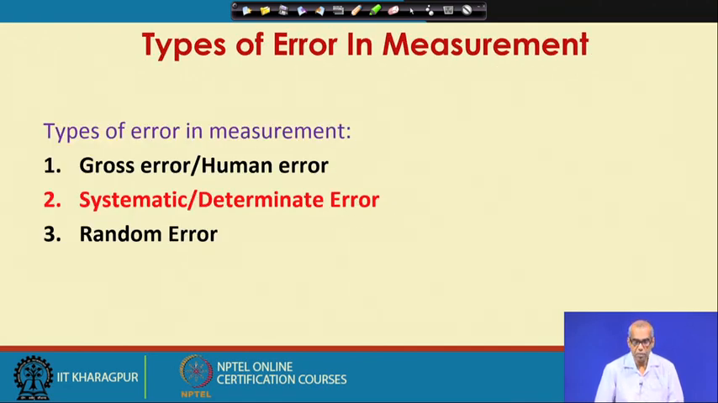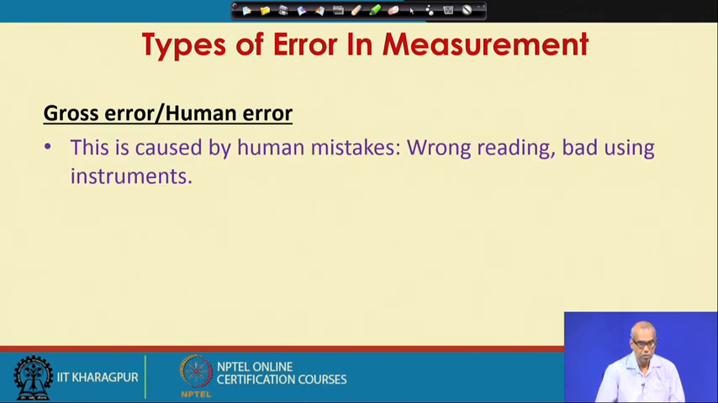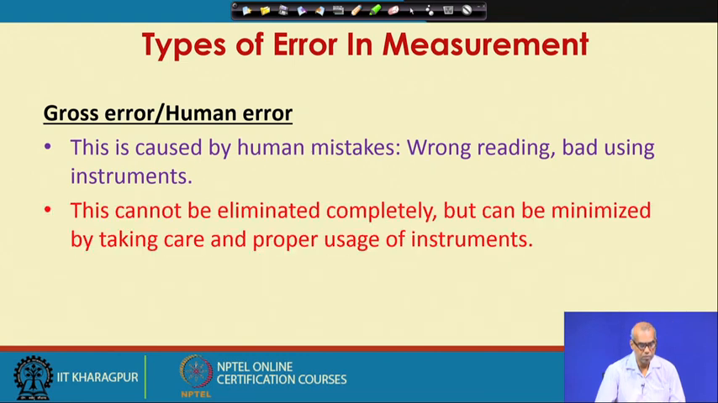Types of errors in measurements can be broadly categorized in three groups: gross error or human error, systematic error or determinate error, and random error. Gross error or human error is caused by human mistakes. This may happen due to wrong reading, bad or wrong using of instruments. This cannot be eliminated completely, but can be minimized by taking care and proper usage of instruments.